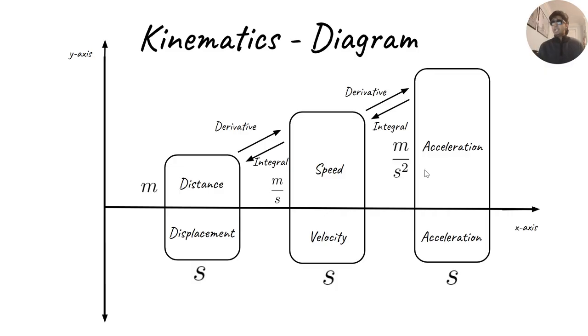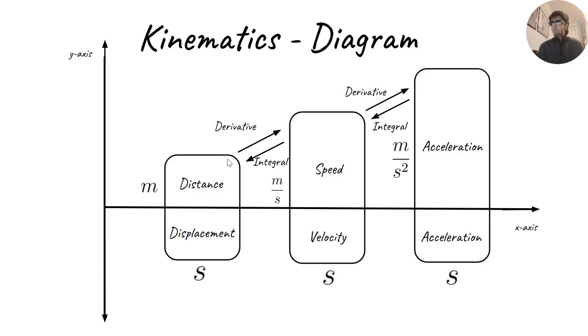Same for acceleration. Acceleration, if it's just dealing with distance and speed, it's only positive. But if acceleration is dealing with displacement and velocity, it can also be negative. Acceleration on the y-axis shows meters per second squared, and on the x-axis it shows time or seconds.